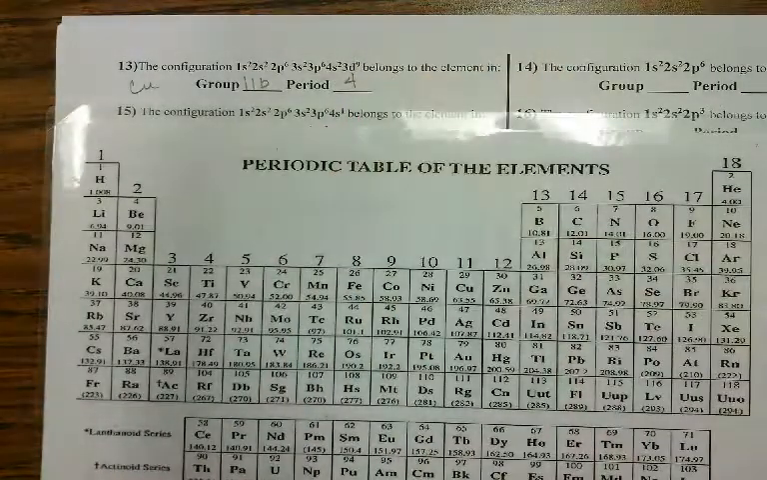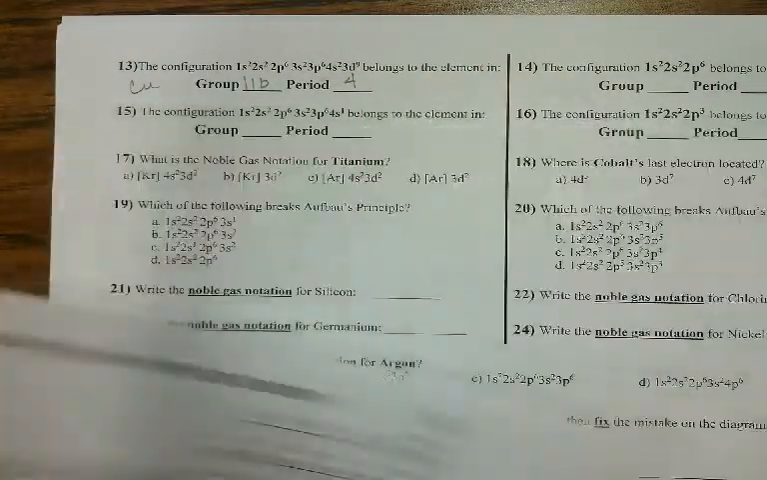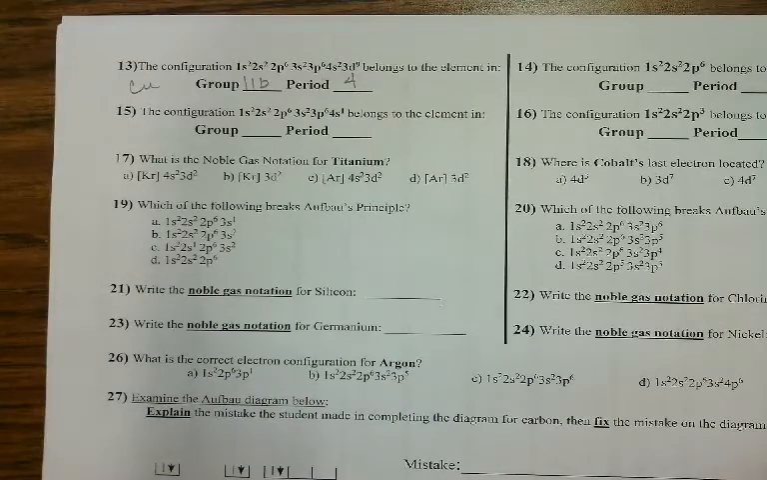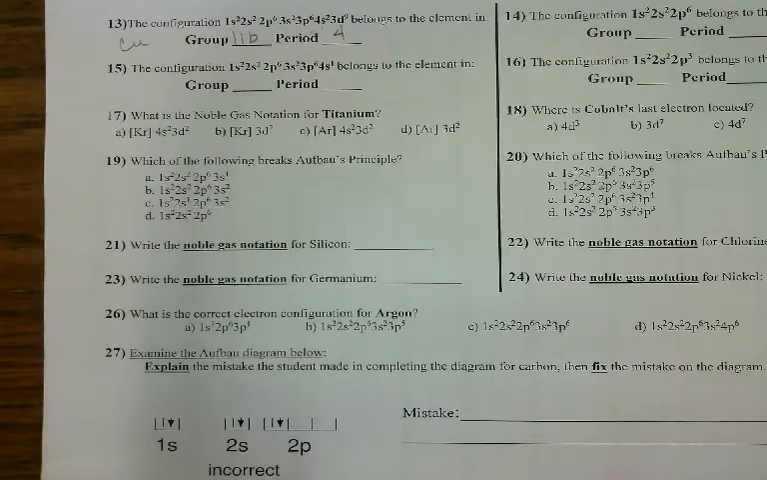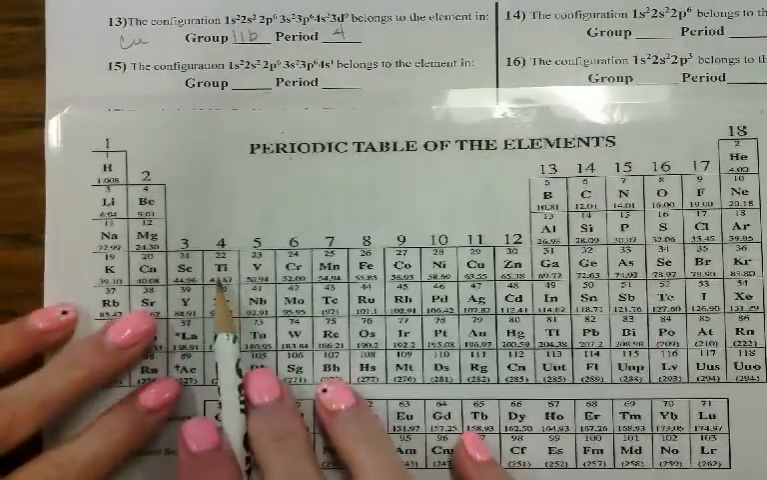Yes, I know its valence electrons are in the 3rd energy level, so in the 4th period. Be okay with it. Let's see, what is the noble gas notation for titanium? Well, golly, I think I just did that. No, I didn't. I just did the electron configuration.